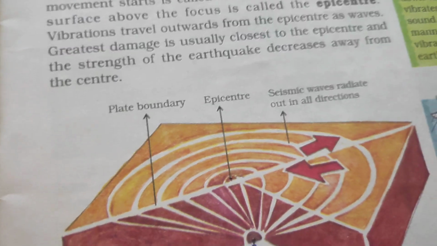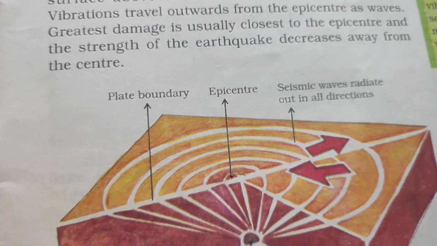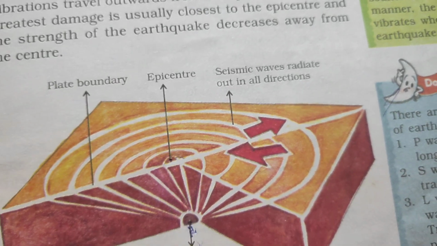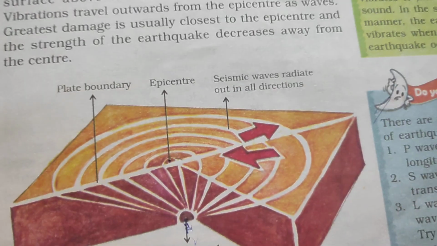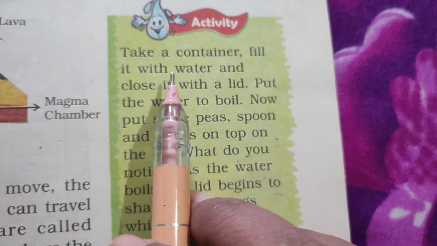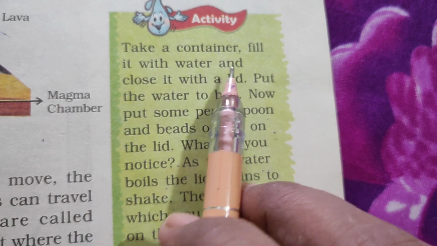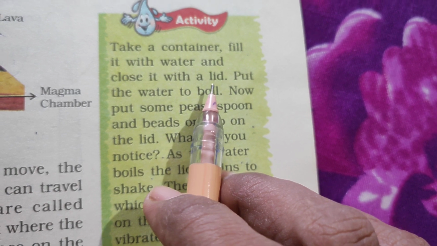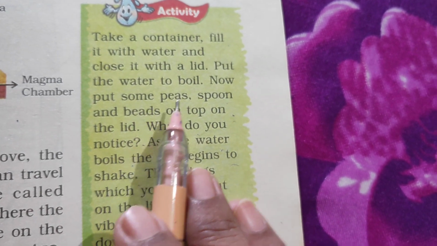Now, in order to find out or experience how an earthquake takes place, we can perform an activity. Just see, take a container, fill it with water, and close it with a lid. Put the water to boil.